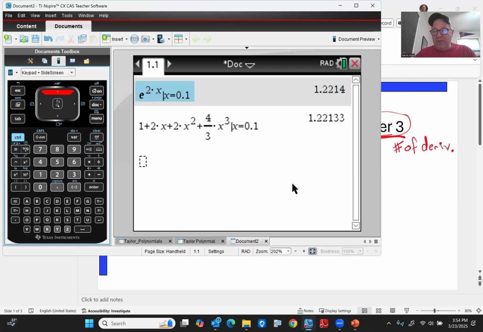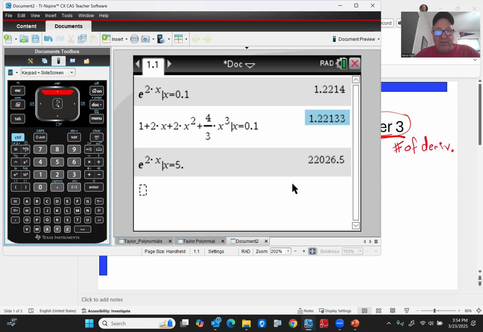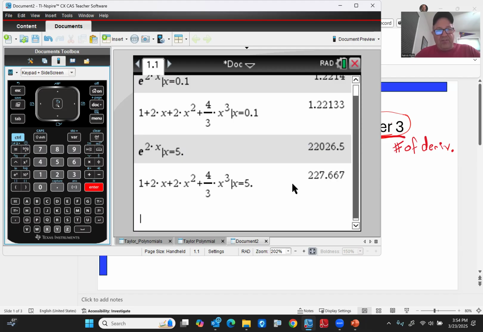Now, again, our derivatives were taken when x equals 0. So when I plugged in numbers here, I took a number close to 0. Let's take a number that's kind of far from 0, like let's say 5. When I put a 5 in, this is the answer for the function. And in our Maclaurin polynomial, when we put a 5 in, notice, not very close at all.